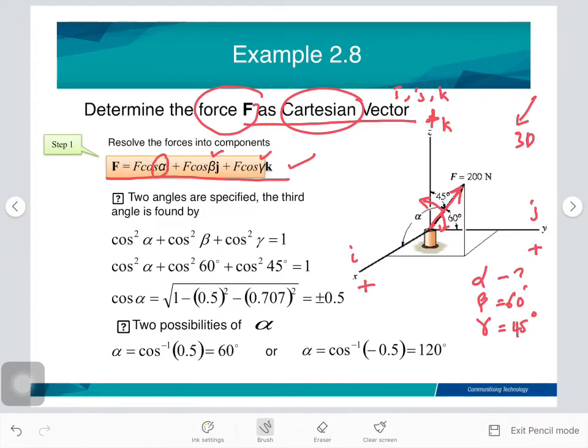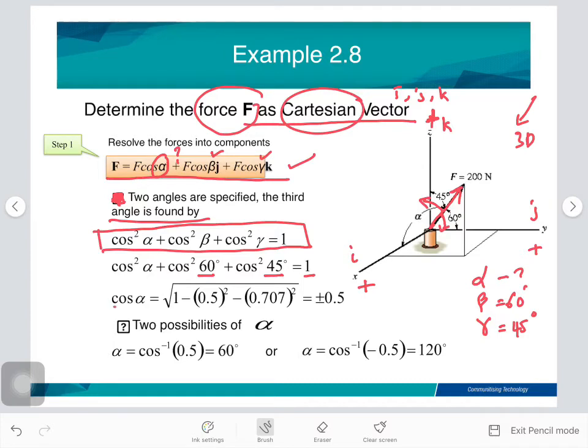So only for the alpha. So now you can use this relationship. Two angles are specified. The third angle is found by this relationship. So you can substitute the beta and gamma. So it's equal to 1. Alpha plus 60 plus 45 is equal to 1.